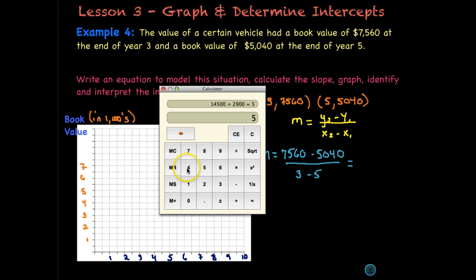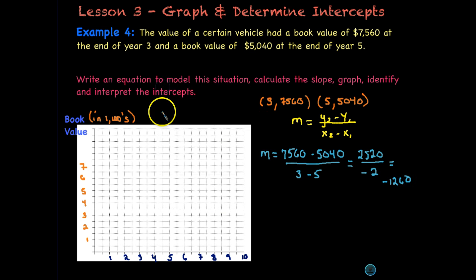Doing this on the calculator, I always do my numerator first, and I get 2520. Divide that by 3 minus 5, which is negative 2. So in here I'm just going to divide by 2. I'm not going to worry about the negatives because I know the answer should be negative. And I get an answer of negative 1260. All right, that's my slope.